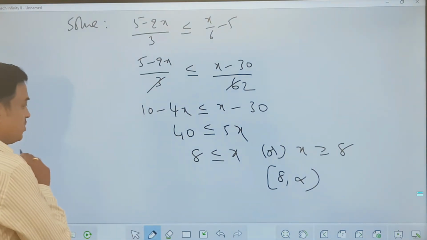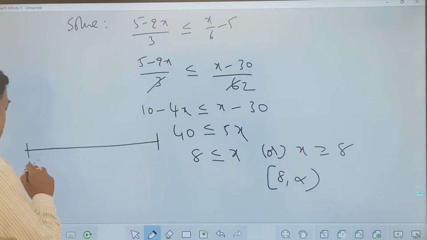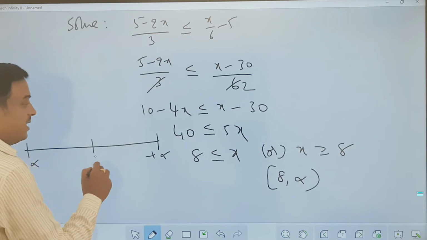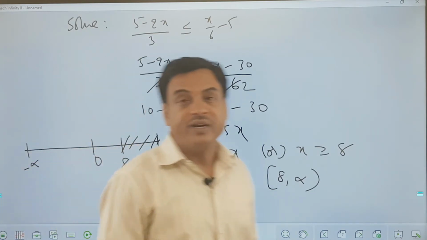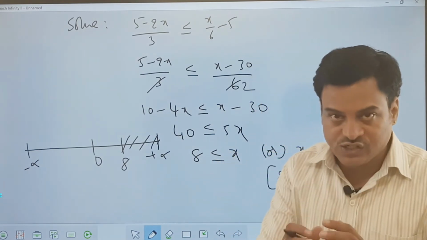Okay, you can also plot this line, minus infinity to plus infinity, 0, 8. All the values from 8 to infinity inclusive will be the final answer to this.